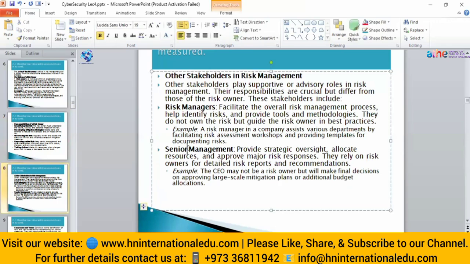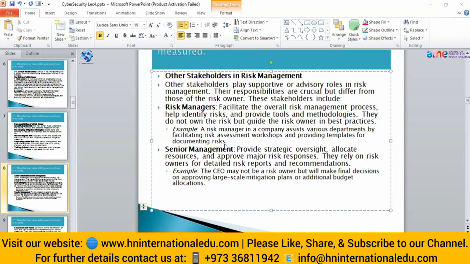Then we have other stakeholders who are involved in that risk management. Means the person or people who play a supportive role in risk management, like the risk manager. It will facilitate the overall risk management process. It will help you to identify the risk. It will provide the tools and the methods that are needed for that risk management. Means they do not own the risk, but they will guide you how you can get rid of that risk. Means they will provide you the guidelines on how you can manage that risk, how you can improve your plan in order to remove that risk.